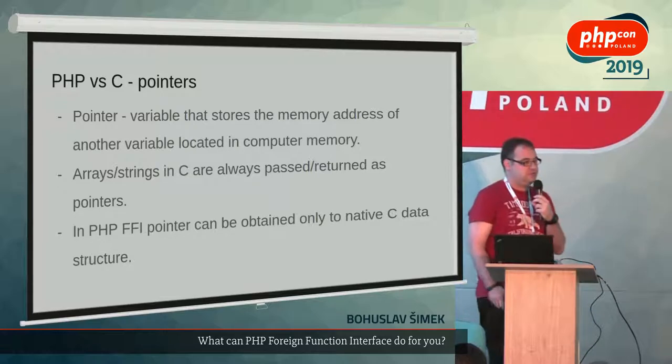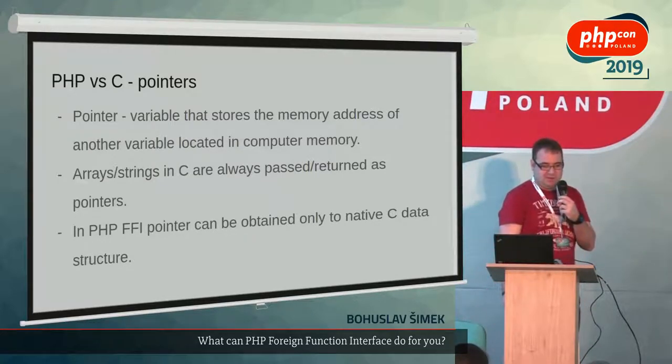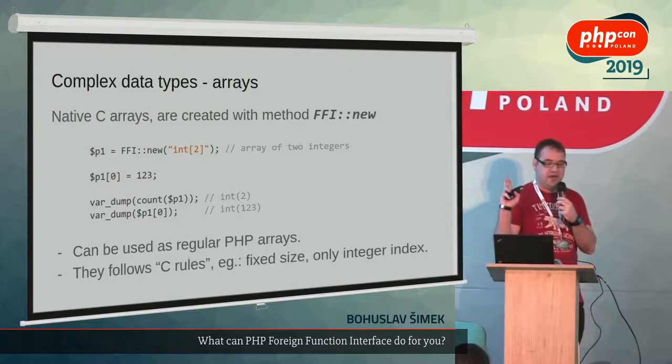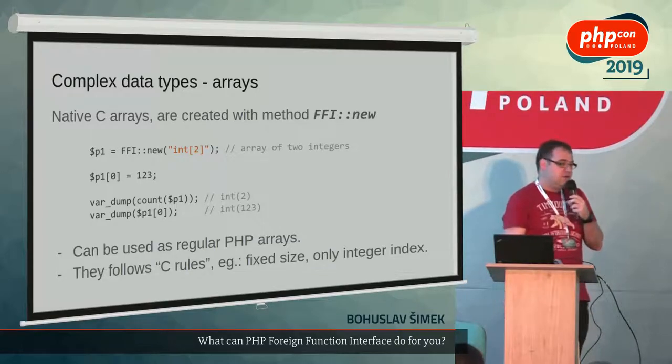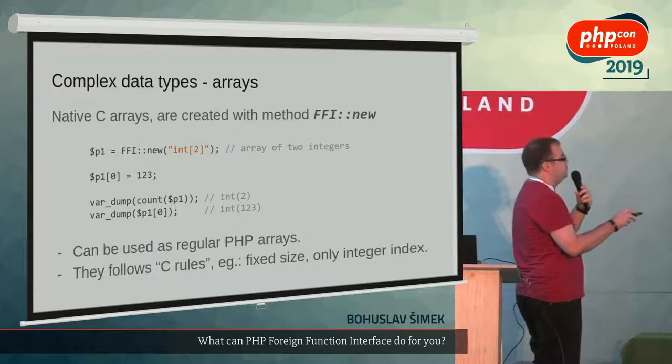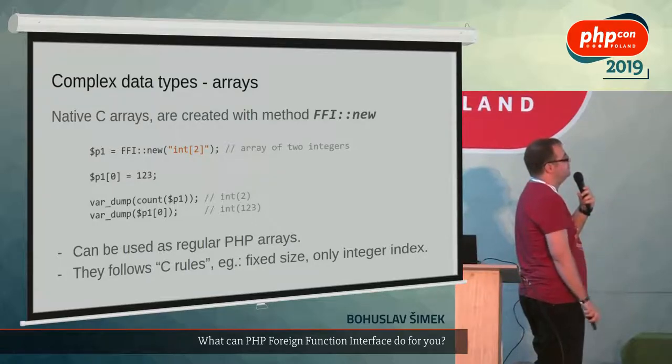So how will we change our example? Well, we will have to provide a pointer. How will we do this? Well, we will have to construct a special type of array, a native C array, with the help of FFI. There is a static method new for this. You simply pass to this method a C definition of the array. In this case, it's a simple integer array with two elements.